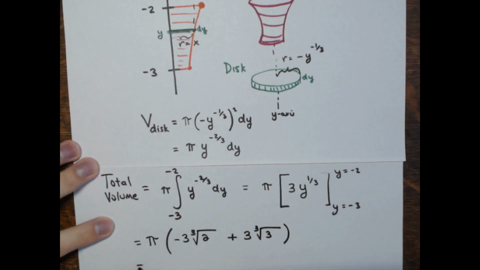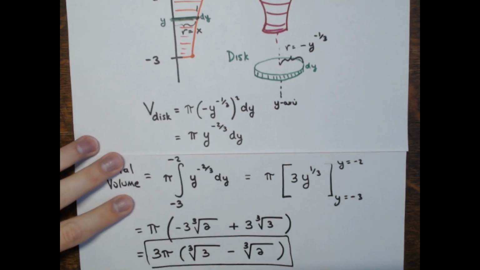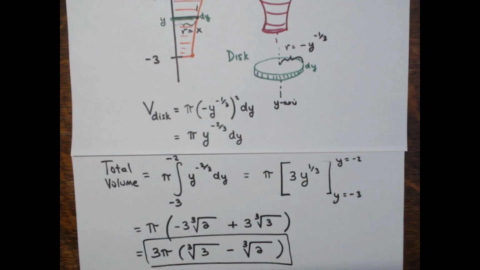And I can factor a 3 out. This will be 3 pi times, and I'll put the positive one first, the negative one second. Quantity, the cube root of 3 minus the cube root of 2. Cubic units, right? This would be the volume of our shape. Right? And I'll just enter this.